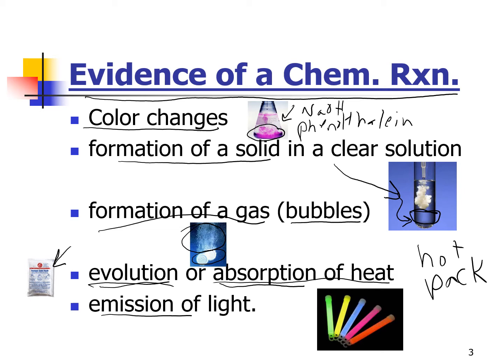Emission of light is another observation that you might see that indicates a chemical reaction occurred. For example, glow sticks. Glow sticks do not glow until you crack them. When you physically crack that plastic, you are mixing two chemicals together that give off light. So this indicates a chemical reaction has occurred.